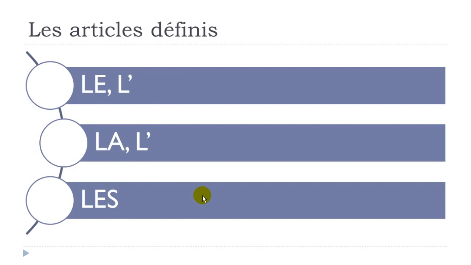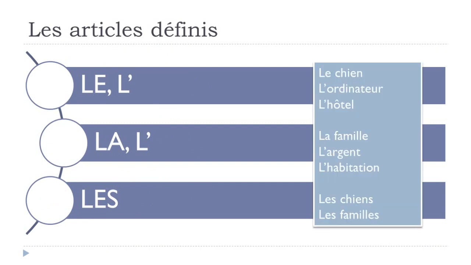So of course, according to the word, you will have to choose the correct article. So we'll take a few examples here. The first one is chien. Chien is a dog. And in French, chien, like that, it's masculine, so le chien. So basically, you just put the article le and then chien, okay?